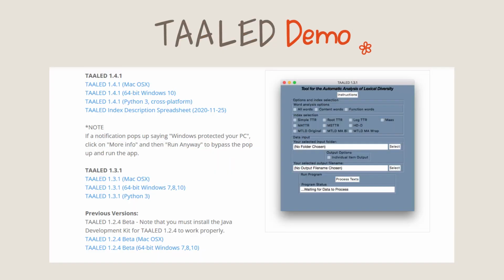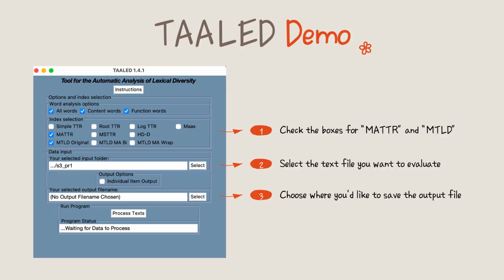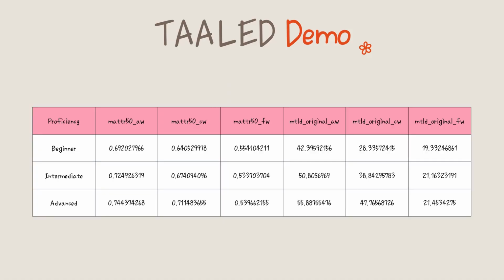Now let's try a quick hands-on demonstration using the TAALED tool. First, download TAALED from the official website and then launch the program. Once the tool is open, you will see several options on the screen. Make sure to check the boxes for MATTR and MTLD. Next, you will need to select the text file you want to evaluate. You can upload a single writing sample or even multiple files at once. Then choose where you'd like to save the output file, usually as an Excel CSV file. Once everything is set, click the Process Text button. In just a few seconds, you'll get a detailed report showing your lexical diversity scores. And here is the average score of lexical diversity across three proficiency levels. You can compare your own results with those scores to see where your writing stands.